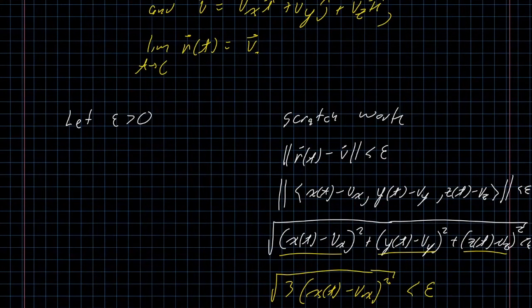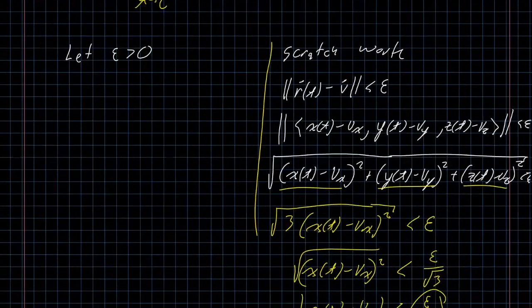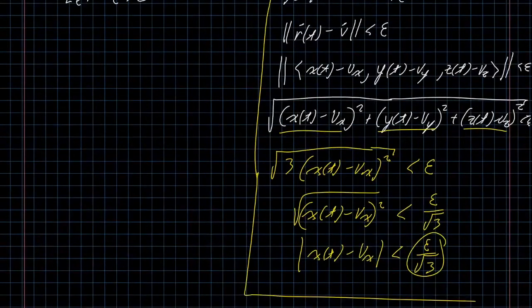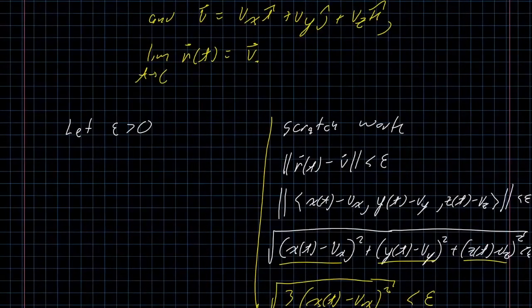All right, that's our scratch work. That's stuff off to the side. But there's always some scratch work that a person who is writing a proof is hiding, and then this magical thing shows up. In this case, it's going to be epsilon over the square root of 3.